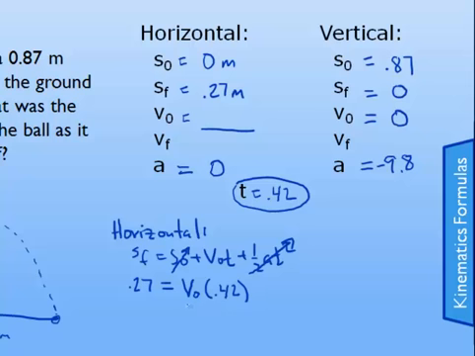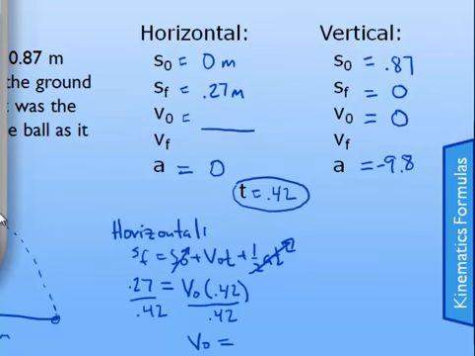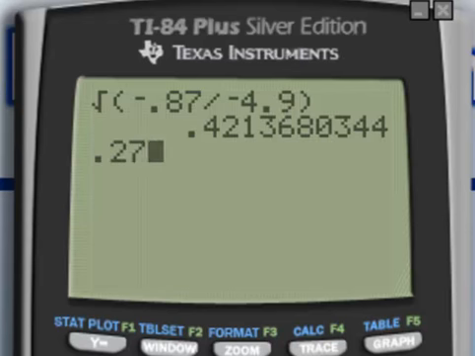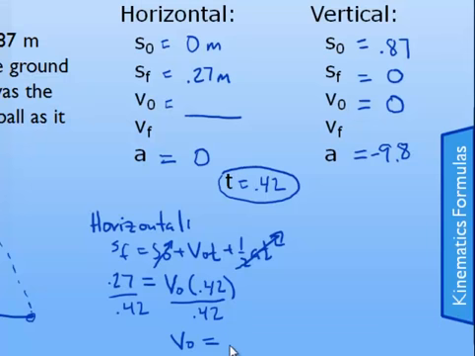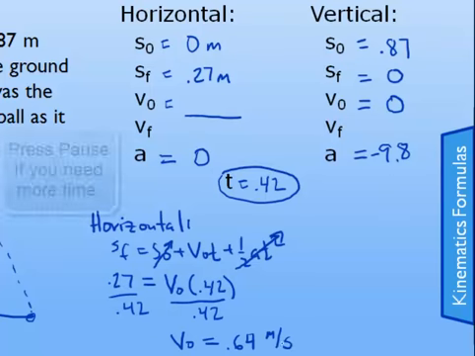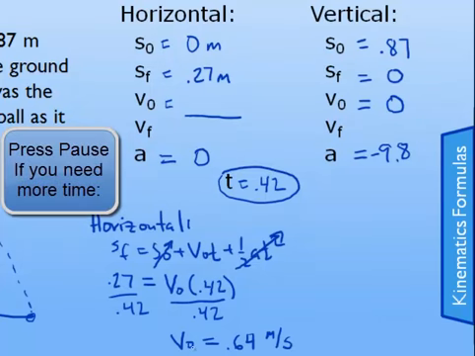And this equation is very simple to solve. Simply divide both sides by 0.42. And our initial speed is 27 centimeters divided by 42/100ths of a second. That gives us 0.64. And the units of that would be meters per second, because that's what the standard unit of velocity is, and that's because all the quantities we used in this problem had standard units.